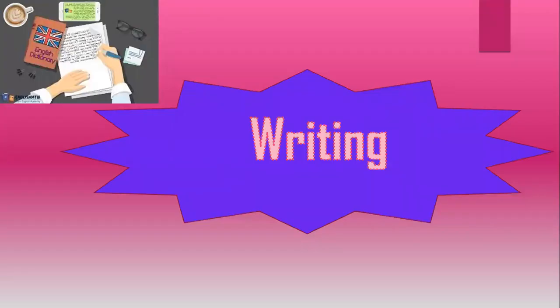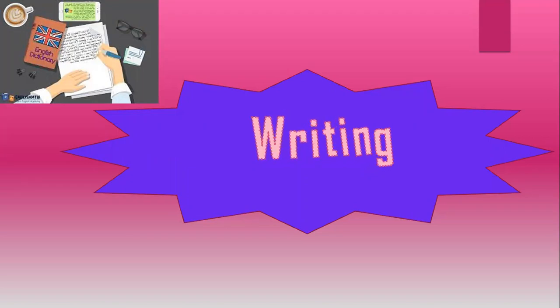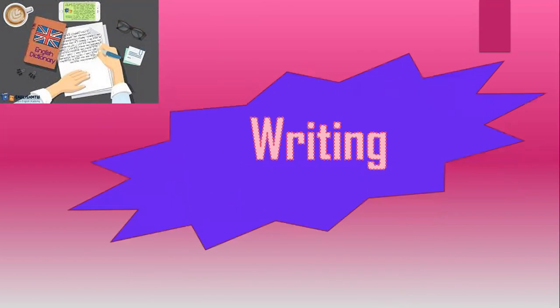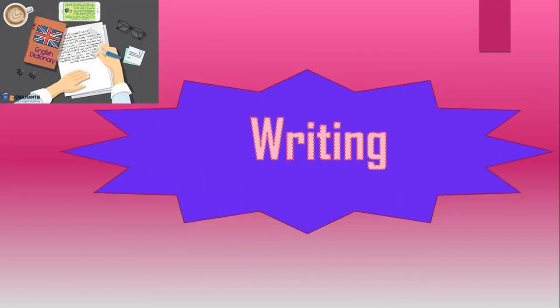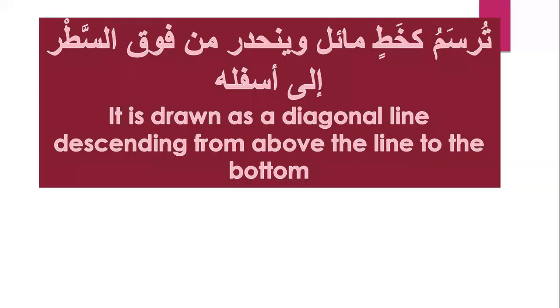Writing. Now we will practice how to write letter Ra. Okay, writing. Don't forget notebook and pen or pencil. It's drawn as a diagonal line from above the line to the bottom, like this. Ra. Try to draw Ra. Ra as a diagonal line. Look at the letter Ra, like this. Yes.